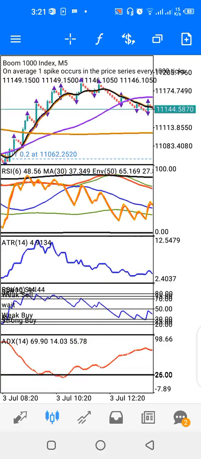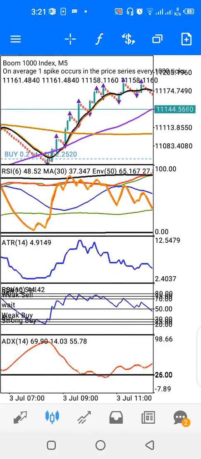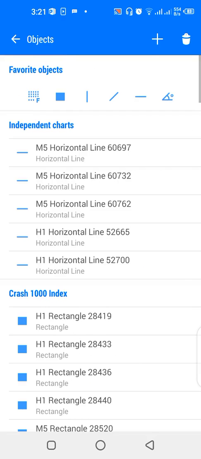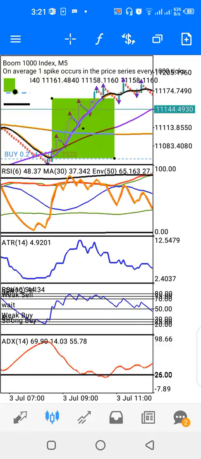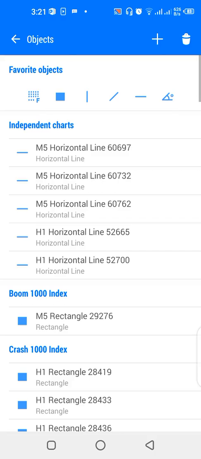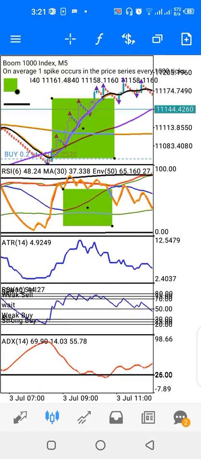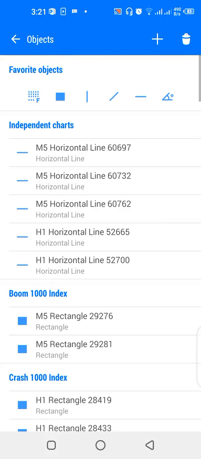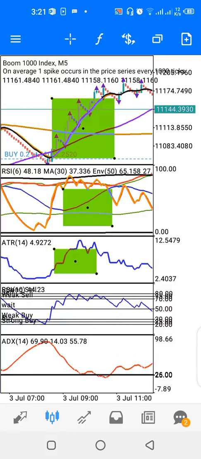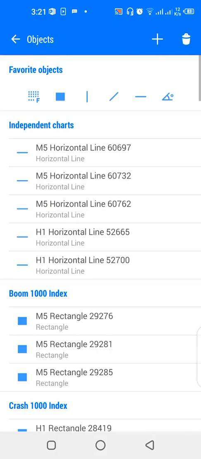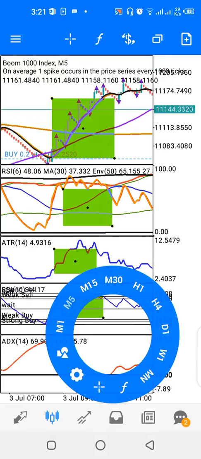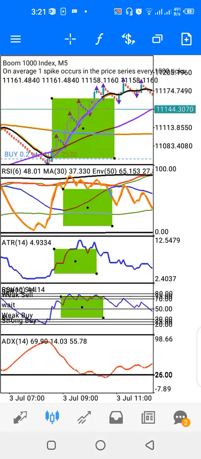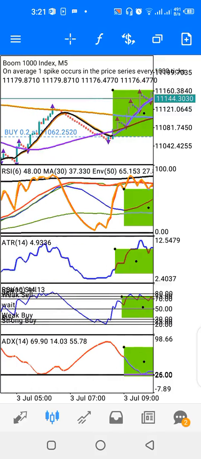Now for the 5 minutes time frame, we have 5 windows. We have the main window. This is my main window. We have indicator window 1, indicator window 2, indicator window 3, and indicator window 4. Now, how do you trade this strategy?